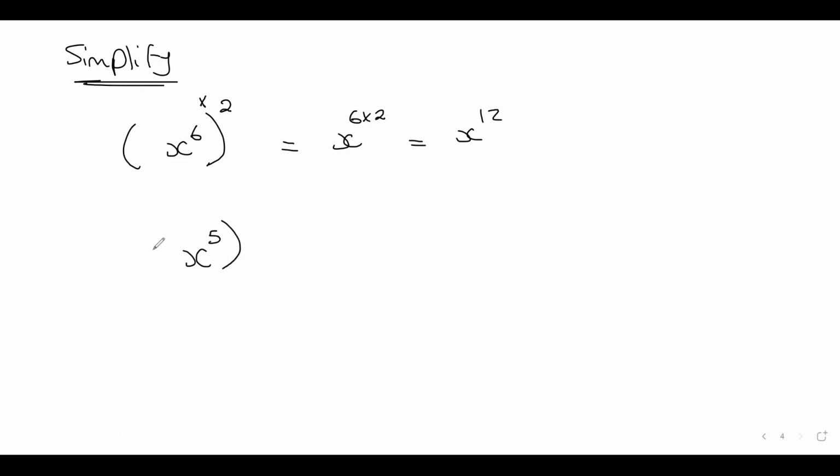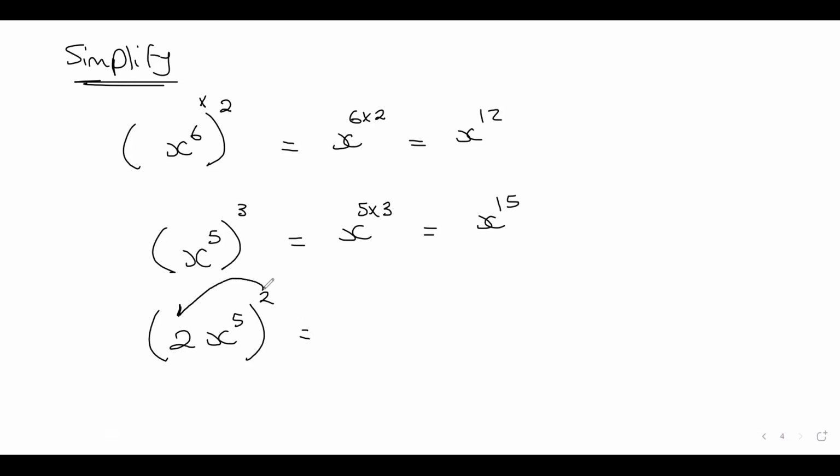X to the power of 5, and I have a power of 3 on the brackets. So this is x to the power of 5 multiplied by 3, which is x to the power of 15. If I have 2x to the power of 5, and I have here 2 on the brackets, what do I have? What should I do? 2 is to be a power on 2 also here, and it will be applied also on x to the power of 5. This means 2 to the power of 2 multiplied by x to the power of 5 times 2, which is 10. So the final answer is 4x to the power of 10.